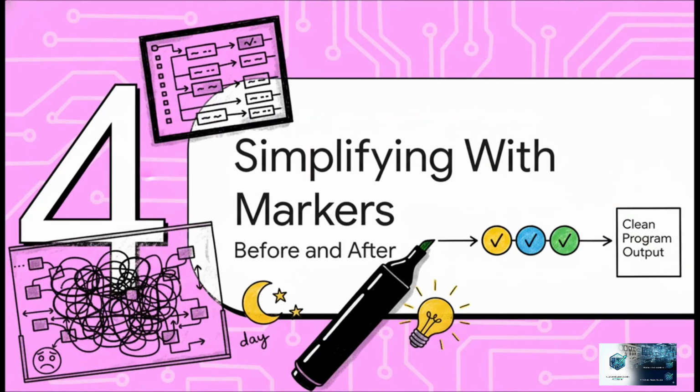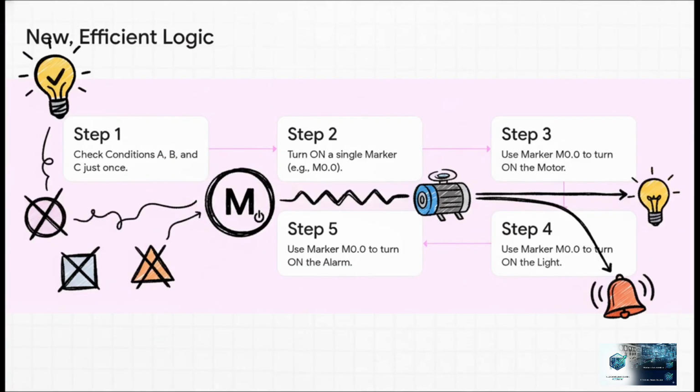Now, let's actually see this in action. We're going to rebuild that same program, but this time with a marker. And trust me, the difference is going to be night and day. So here's the new game plan. In your very first network of code, you check your conditions A, B, and C. But instead of turning on a motor, you just flip on your internal marker. Let's call it M0.0. And from there, it's ridiculously easy. For the motor, you just check if M0.0 is on. For the light, just check if M0.0 is on. For the alarm, you guessed it, just check M0.0.